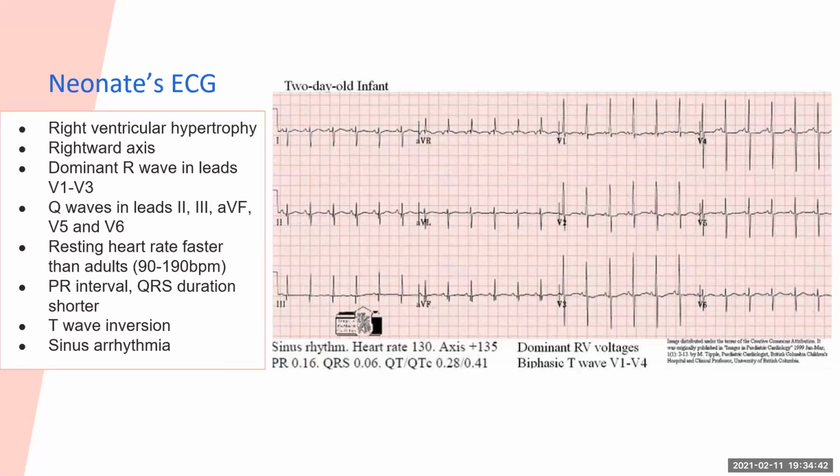And the resting heart rate should be faster than in adults, around 90 to 190 beats per minute. The PR interval and QRS duration are shorter than in adults, and they have T-wave inversion as well as sinus arrhythmia. But these features are all normal in a neonate. Okay, next.